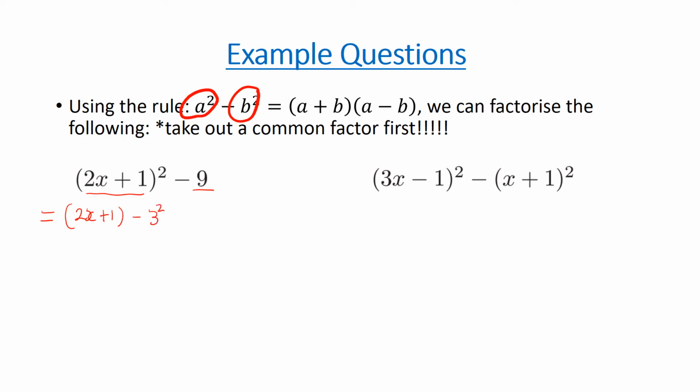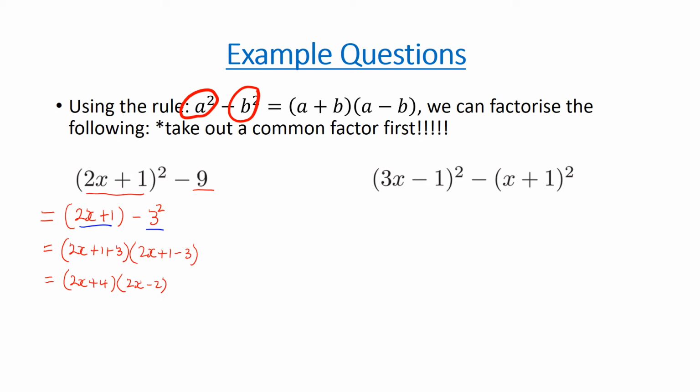Once we've done that, we've got our first term, which is our a, and our second term, which is our b. We can then rewrite this as 2x plus 1 take 3, plus 3, and 2x plus 1 take 3. That'll give us factorization of 2x plus 4 and 2x minus 2.